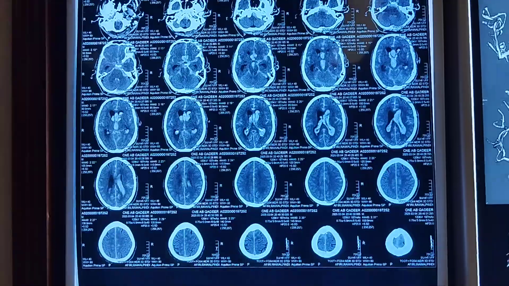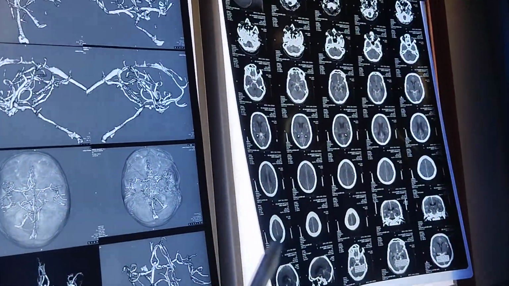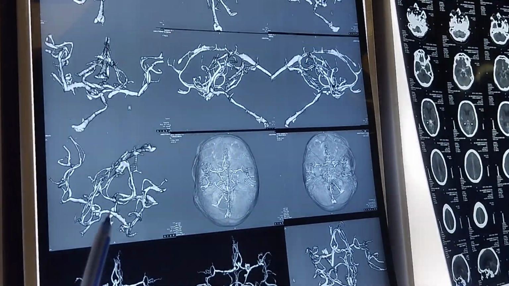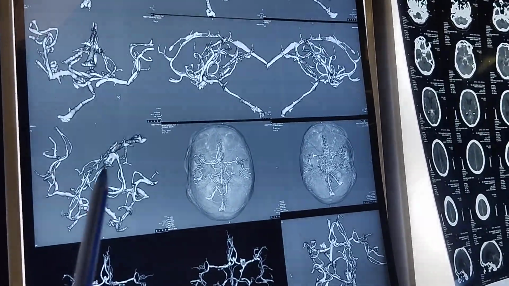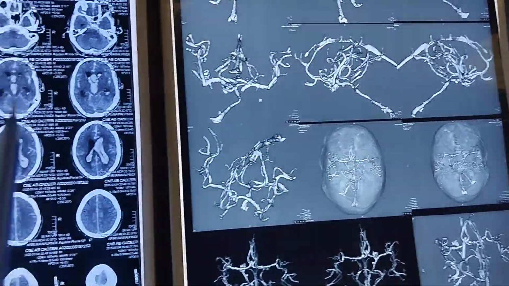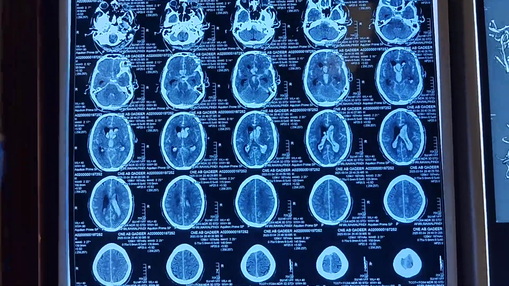So it is always very important when you diagnose subarachnoid hemorrhage on CT brain, do a CT angiogram of the head and rule out any aneurysm. If there is an aneurysm, then do the coiling. If you don't do the coiling, then if it rebleeds, the mortality is 100%.